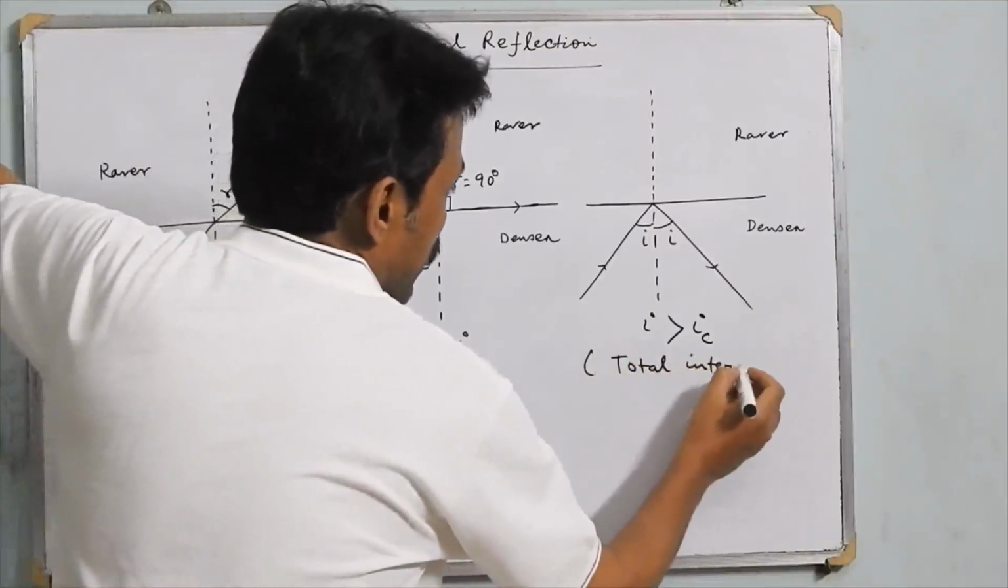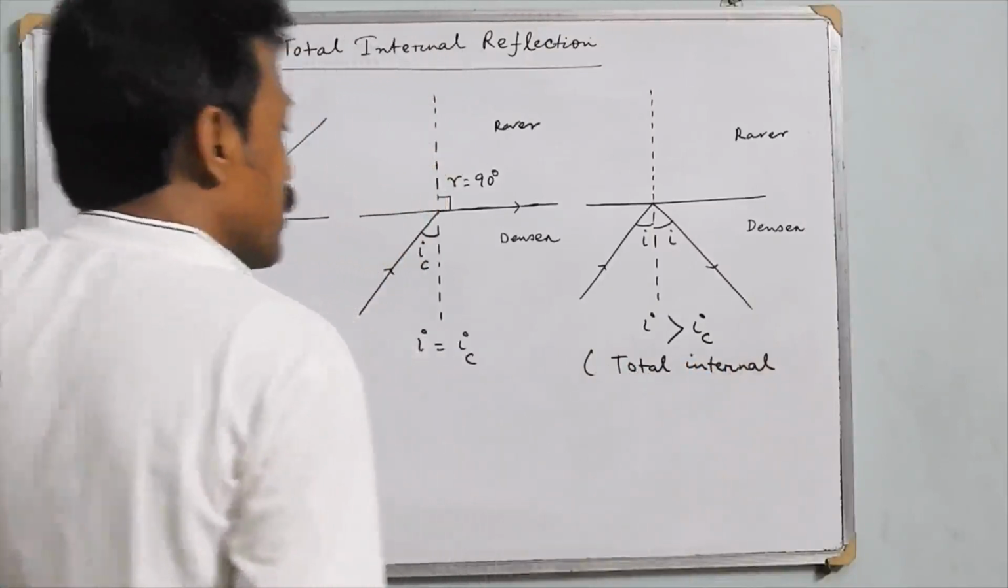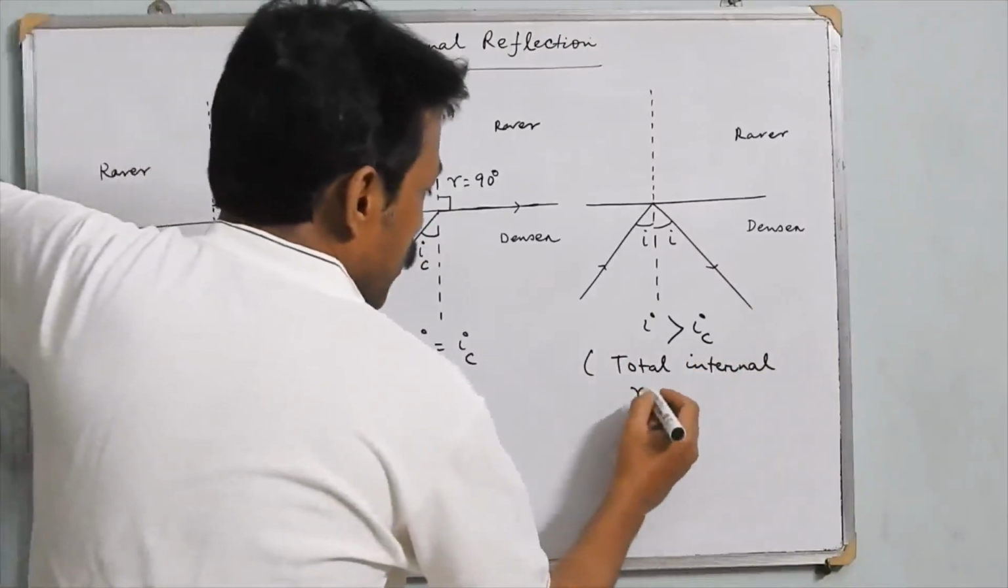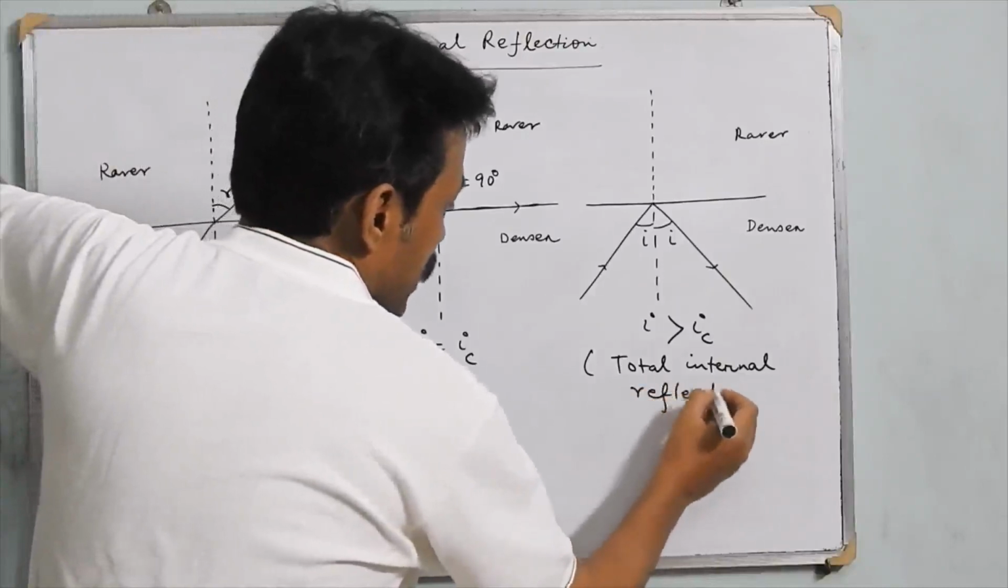So instead of a refracted ray, or instead of refraction, we get the principle of reflection. So this is called total internal reflection.